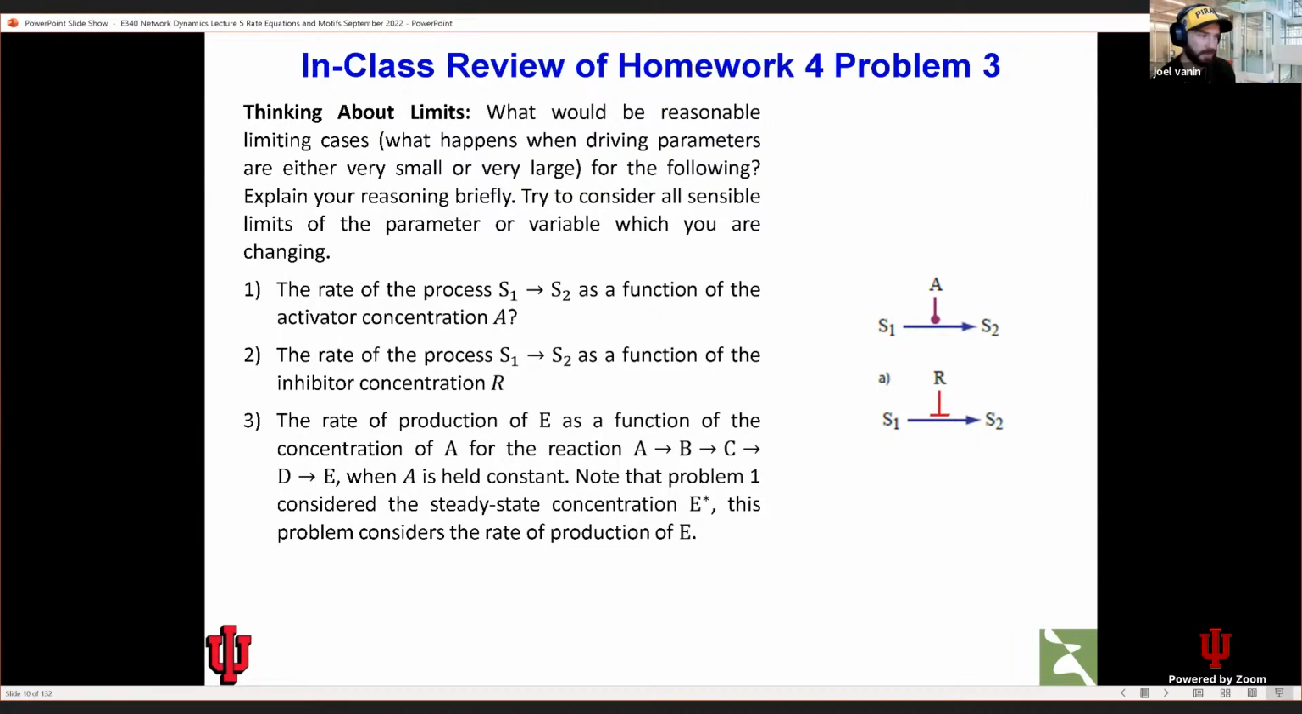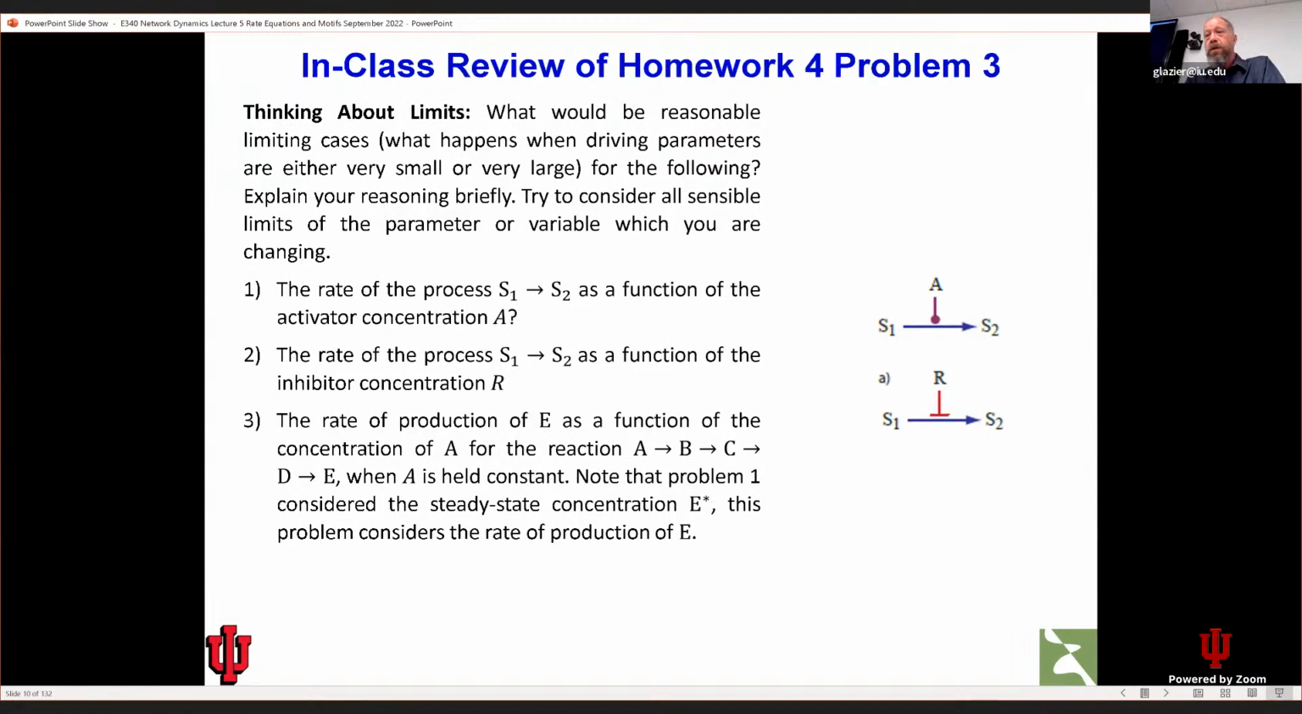It would increase, but now it's dependent on S1, right? Yeah, the number of S2 produced will depend on the number of S1, even if you have a lot of A's. Right. So if A is very big, does the rate depend on A anymore? No. There's a maximum rate of production of S2 from S1 for large A.